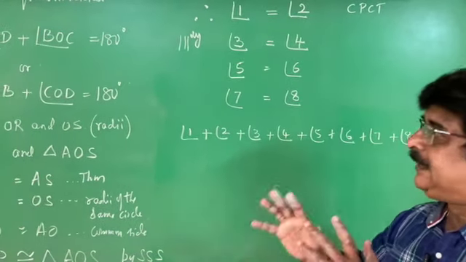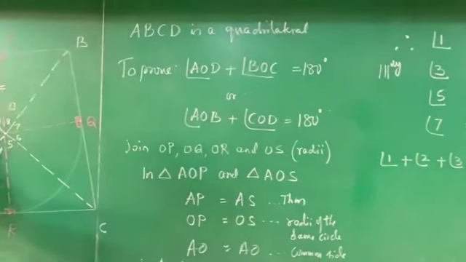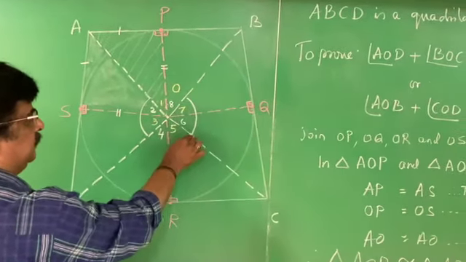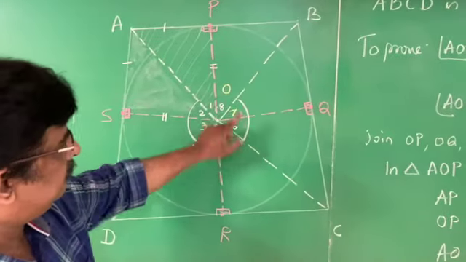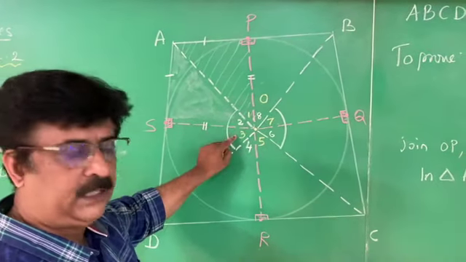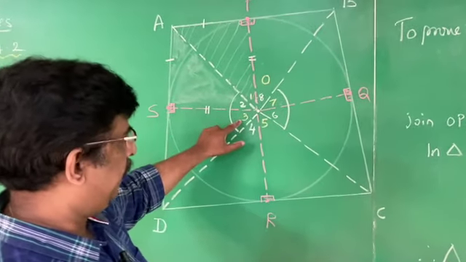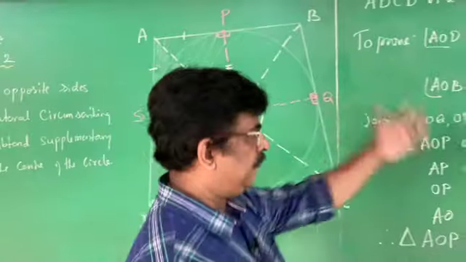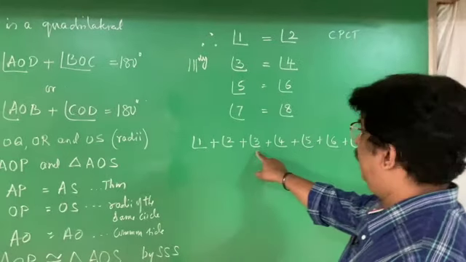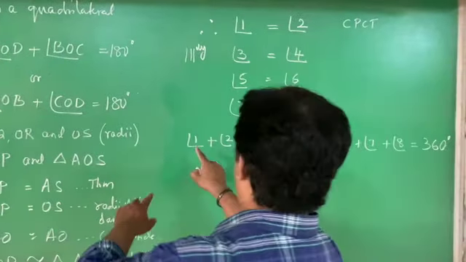Now the question is, which are the angles we want? I want 2, 3, 7, 6. I don't want 1, 8 or 4, 5. Suppose if I take 1, 8 and 4, 5, I don't want 2, 3 and 7, 6. Therefore, first I make this pair. I want 2, 3 and 7, 6.